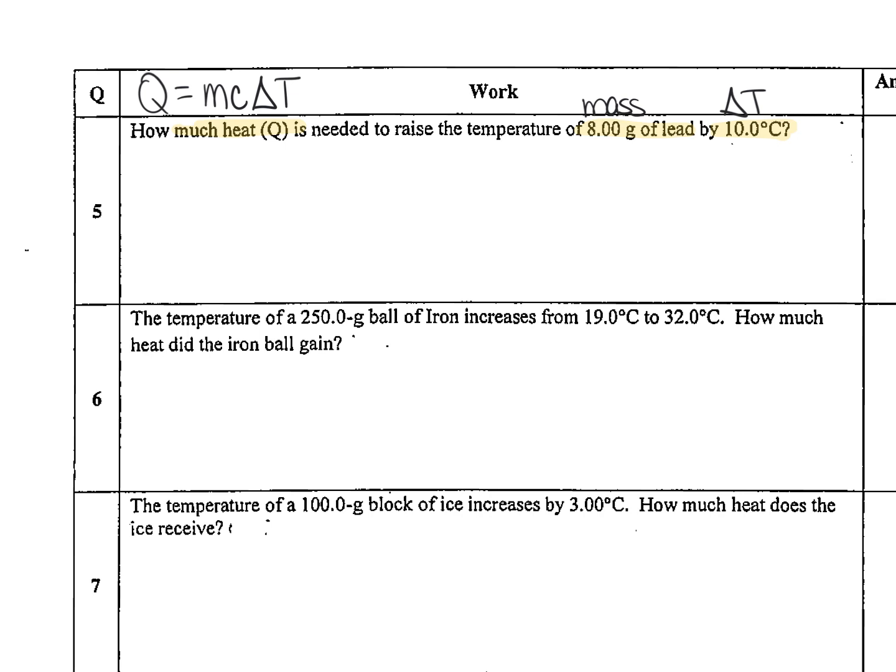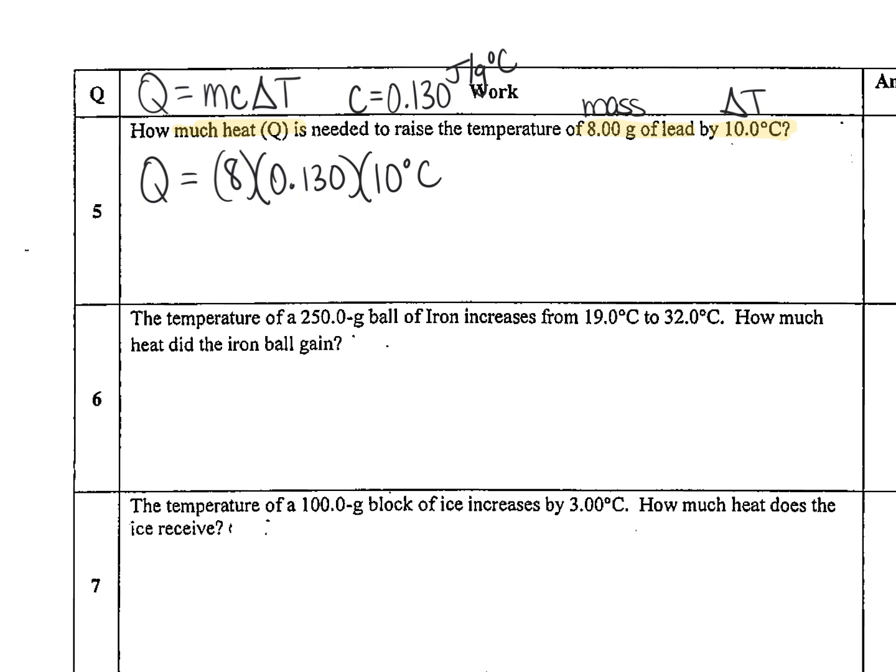So we are going to need to find our specific heat of lead, and you can do that by just looking it up online or taking a look at the very first page on this document. So if you look at the bottom of page 1, you'll see that the specific heat of lead is 0.130 joules per gram degrees Celsius. So then now that we've got all our pieces, we can calculate our Q. So Q is going to be our mass, which is 8 grams, times our specific heat, which is 0.13, times our change in temperature, which is 10 degrees Celsius.